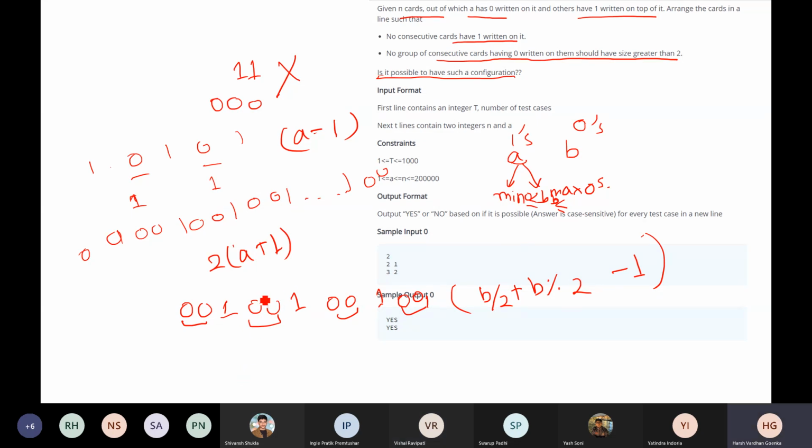Okay. So now the maximum number of ones. Let's write down b zeros. The maximum number of ones will occur when I put ones between every zero, and before the first zero and after the last zero. So in that case, the maximum number of ones could be b plus 1. So now you just need to check that a is greater than or equal to this term and a is less than or equal to this term. You could have done it in either way, both would have given you an AC.